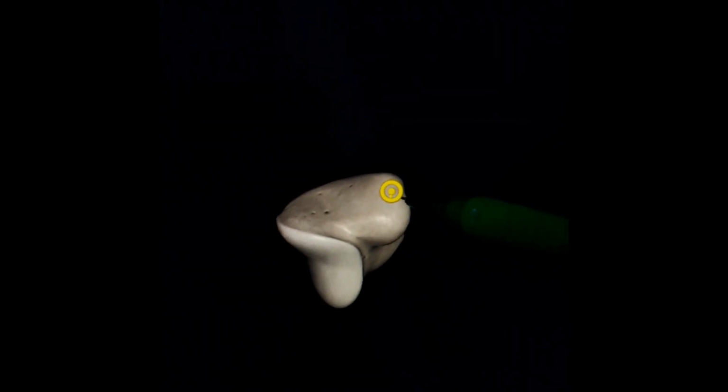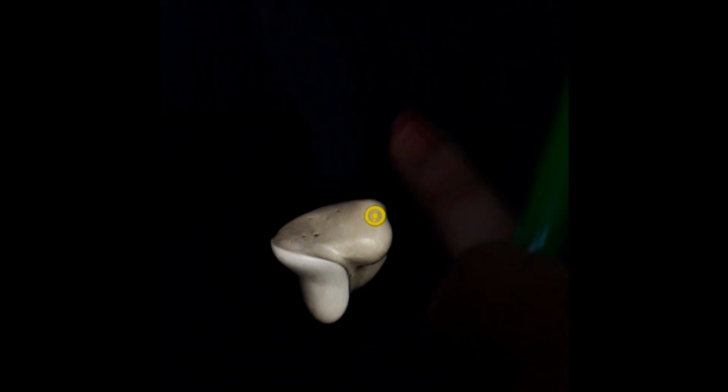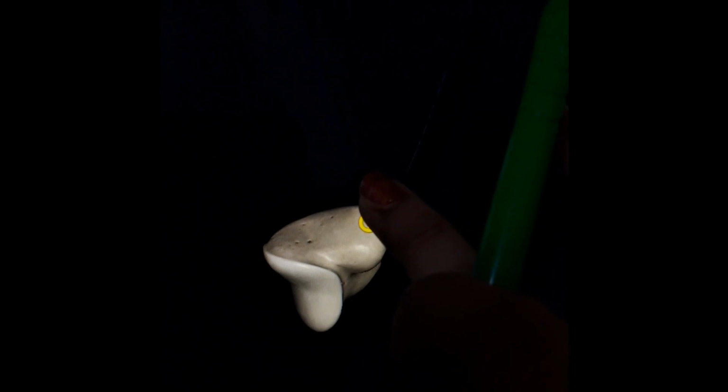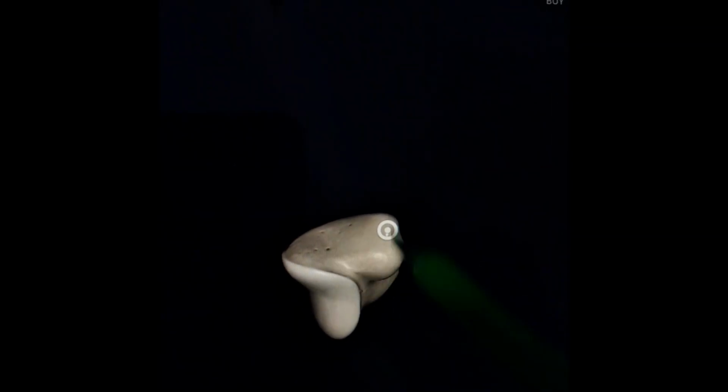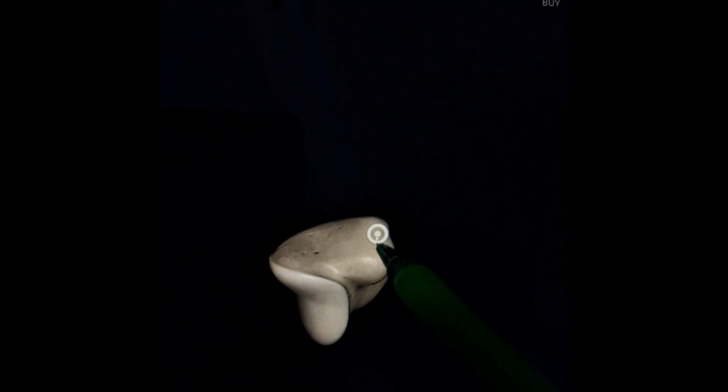This is the trapezium, which is quadrilateral in shape, and it has a tubercle on its palmar surface. This is the tubercle of trapezium. This is the trapezoid. It is small, looks like a small shoe, and it is the smallest bone of the second row.